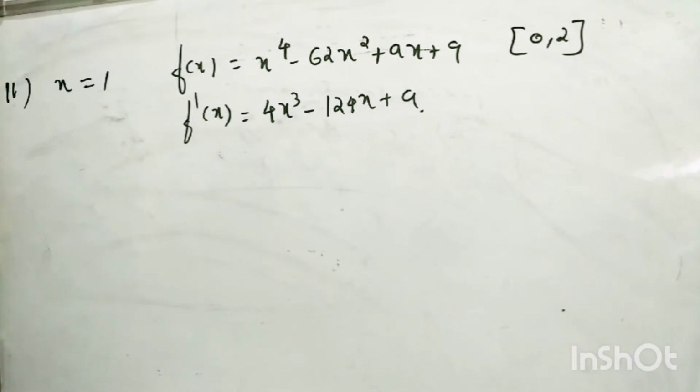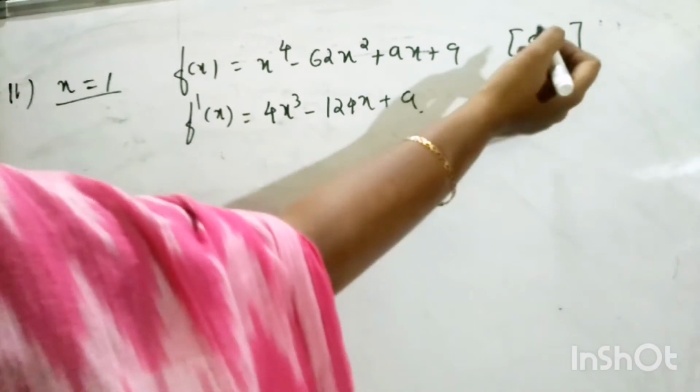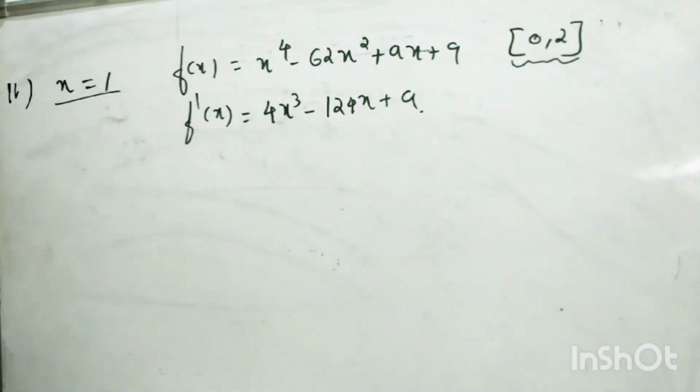Now we need to find out the value of a, and it is given that at x is equal to 1 we have the maximum value, and here the interval is 0 comma 2. Just look at the interval. The endpoints are 0 and 2, and thus x is equal to 1 is not an endpoint. So the only possibility is that x is equal to 1 should be a critical point.